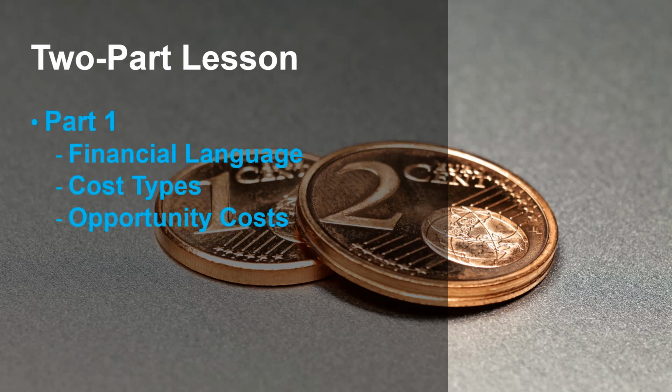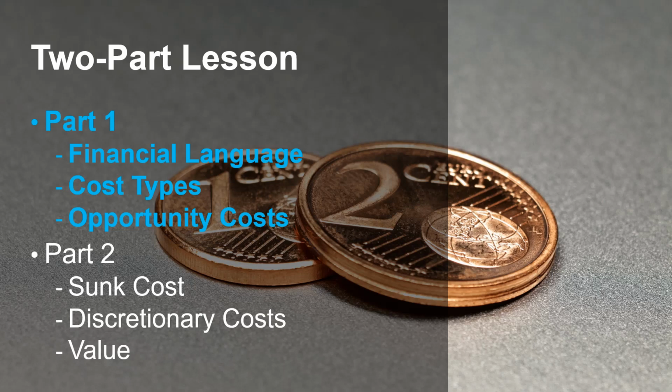In part one, we cover the financial language so that when talking with financial folks, you understand what they are saying. We look at cost types and how they work together and explain how to determine and use opportunity cost. Then in part two, we sink our teeth into sunk cost. We talk about discretionary costs and explore business value. So, put on your thinking caps and we can impart some value.